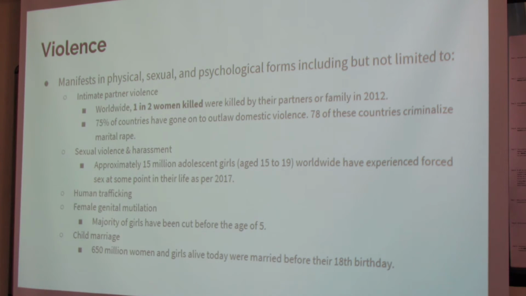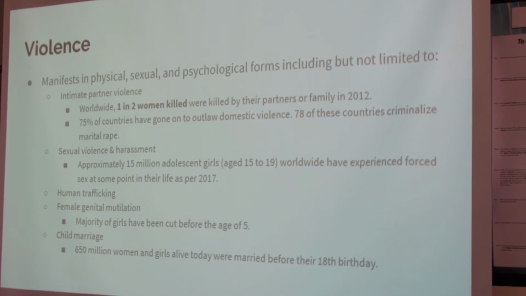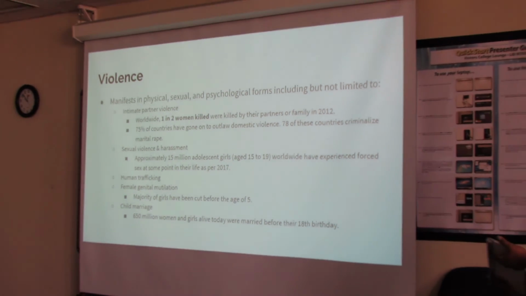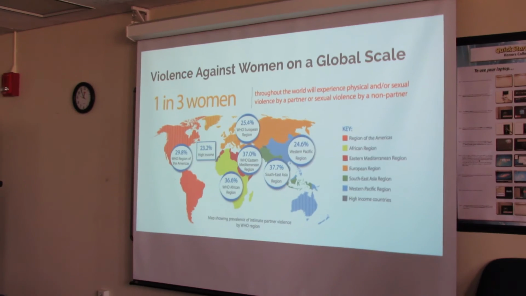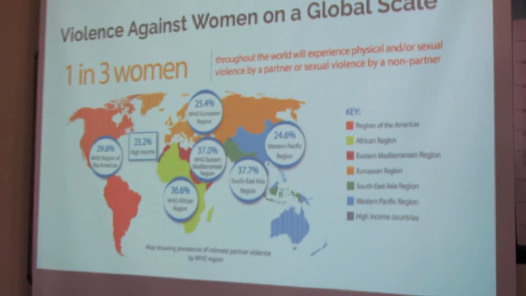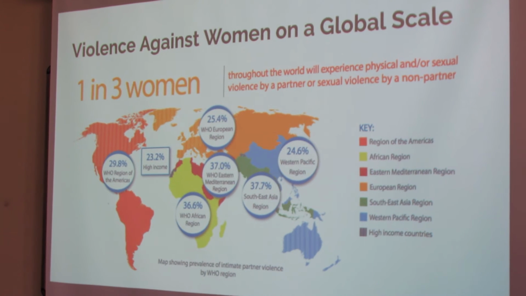Another huge thing that's especially addressed in this country is sexual violence and harassment. And this can occur in nearly every setting, which makes it so significant. So approximately 15 million adolescent girls from the ages of 15 to 19 worldwide have experienced forced sex or rape at some point in their life, as of 2017, which is 2 years ago. So this is a kind of global look at it. Again, this is not a problem that occurs halfway across the world. It can occur right here, even in developed nations.